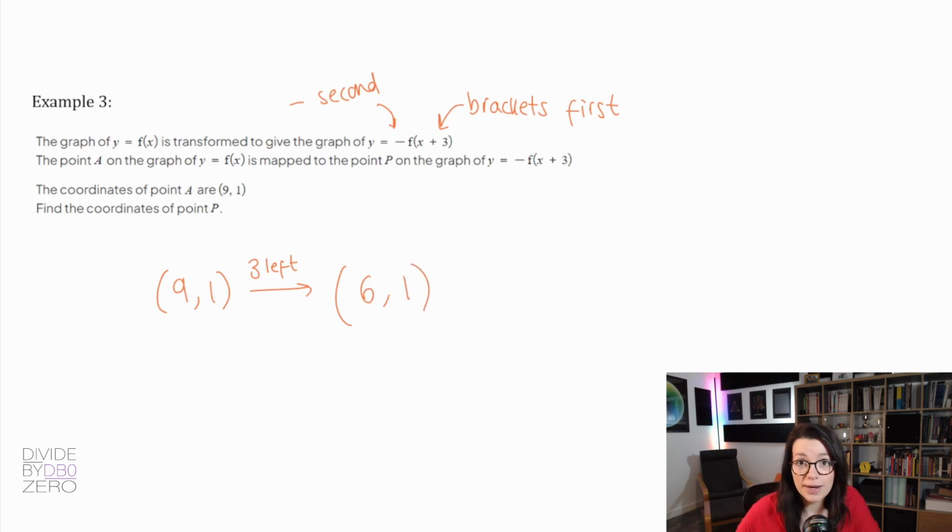Then we can deal with our minus on the outside, and that's a reflection in the x-axis, y changing. So let's see what happens to the coordinates. That's going to be, as we said, reflection, y changes. And that's going to mean the coordinate changes to 6 and then minus 1. And that's it. That's it for now.